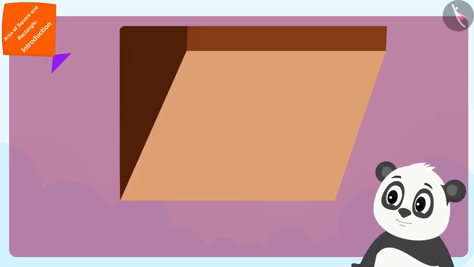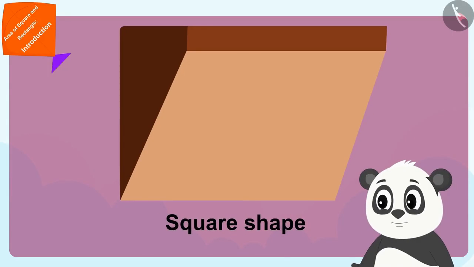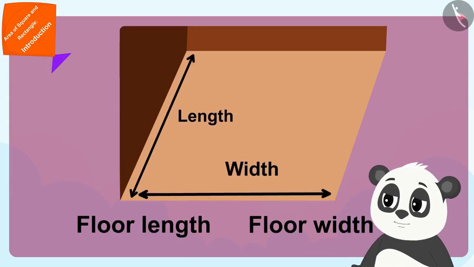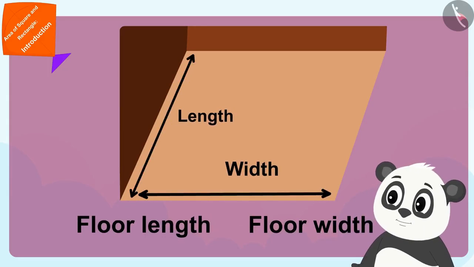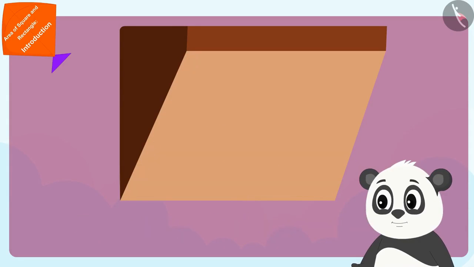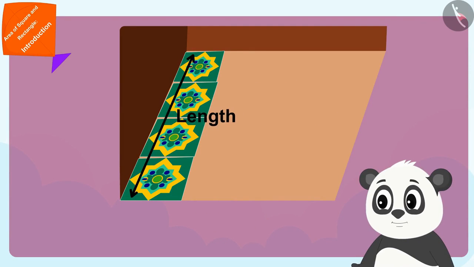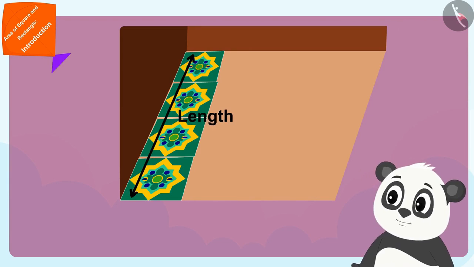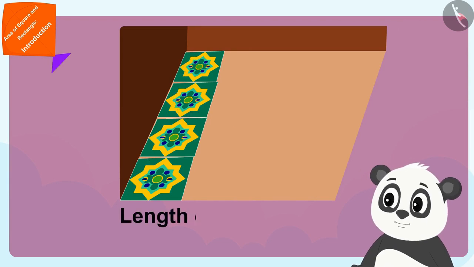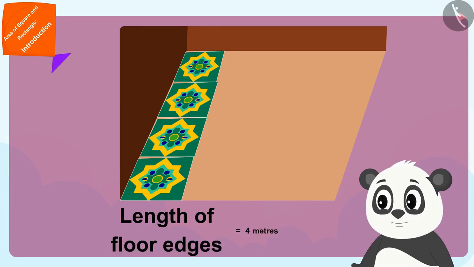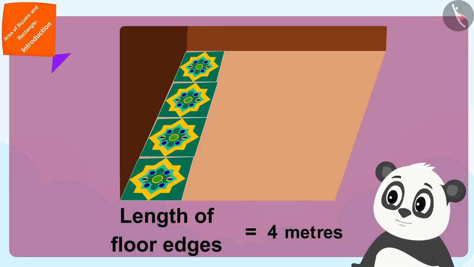Golu's floor is square-shaped, so the length and width of his floor are exactly equal. He has laid 4 1 meter long tiles along the edge of his floor. This means the edge of his square-shaped floor is 4 meters long.